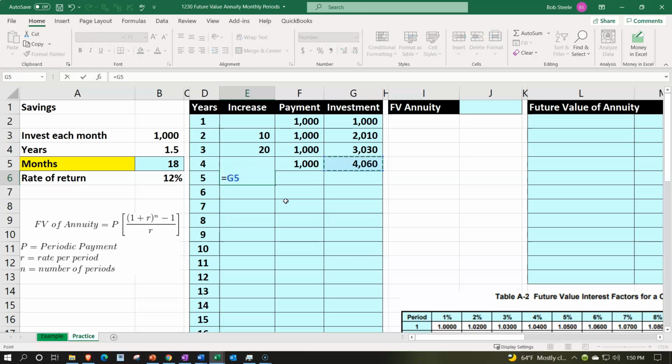This is the 4,060 times the 12% divided by 12. I'm going to select tab. Payment is going to be equal to 1,000, tab. This is going to be the prior 4,060 plus the SUM, shift 9, brackets of the 1,000 and the 40, closing up the brackets, and there we are at the 5,101.